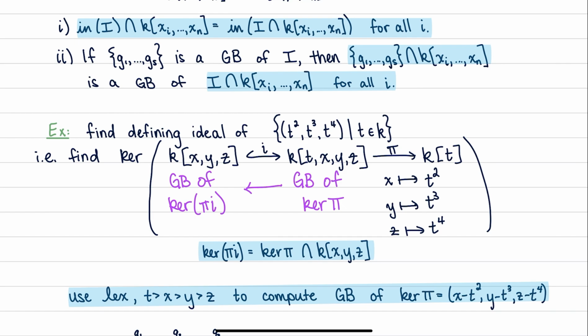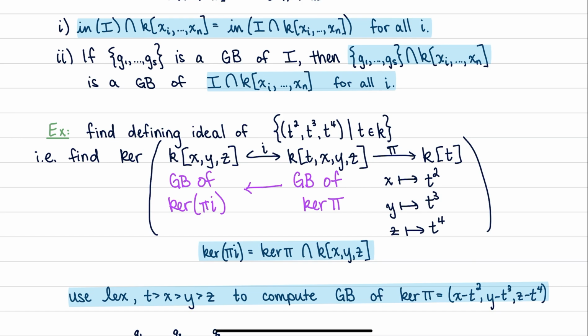So the game plan is we are going to use Lex and put the variables in this particular order, like the theorem told us to. Using this as our ordering in hand, we will use Buchberger's algorithm to compute a Gröbner basis of this ideal here in the middle, and then once we have that Gröbner basis, send it back. And it is well known that the kernel of this type of map looks like this.